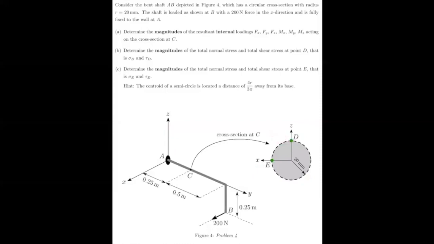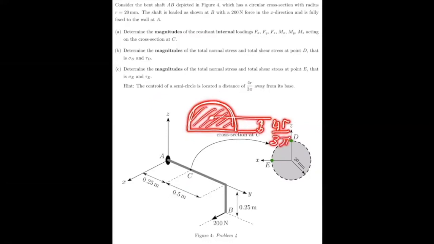Okay, so this is the example basically. And the centroid of a semicircle is located at a distance 4r divided by 3 pi away from its base. So if you have a half circle like this, you know that the centroid is at the distance 4r divided by 3 pi. That's what you need.